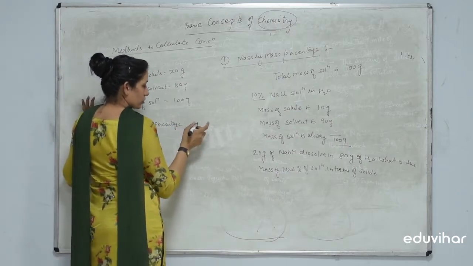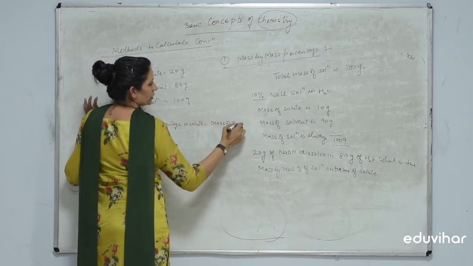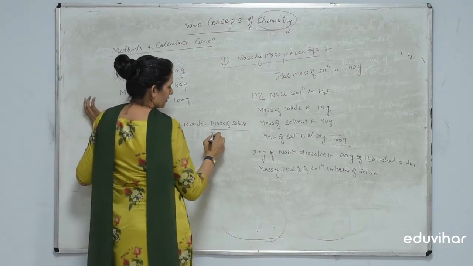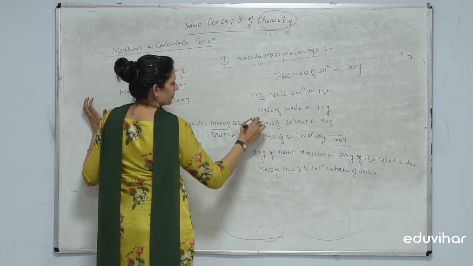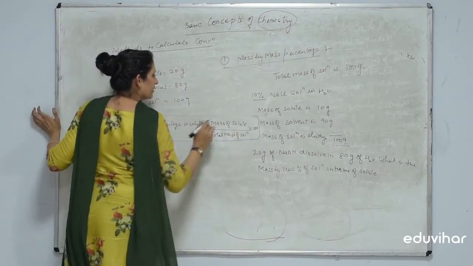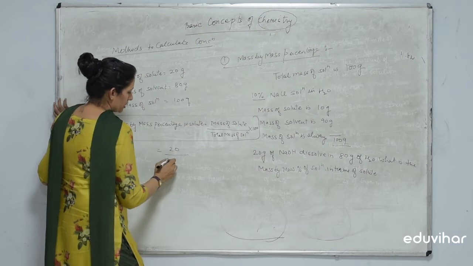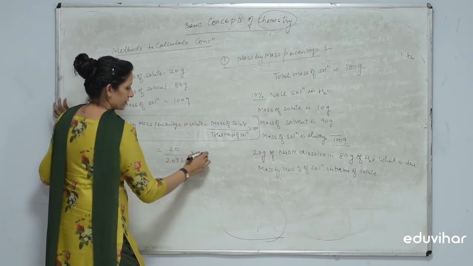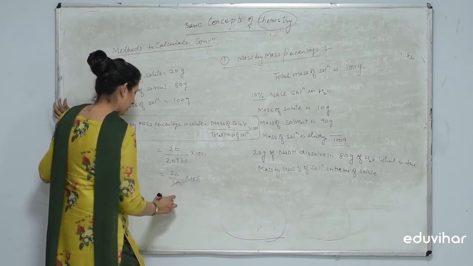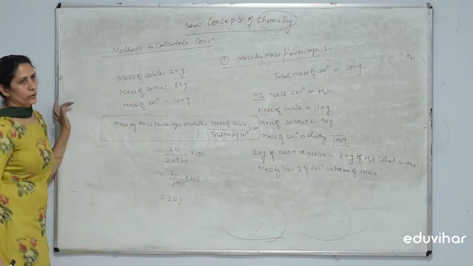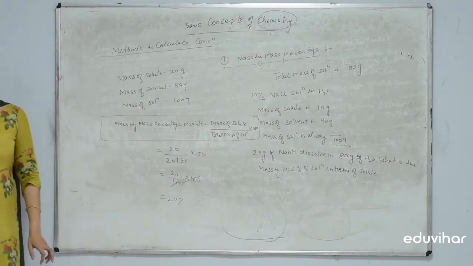From the given data, mass by mass percentage in solute is equal to mass of solute divided by total mass of solution multiplied by 100. This is the formula to calculate the mass by mass percentage. That is equal to 20 upon 20 plus 80, multiplied by 100, which is 20 upon 100 multiplied by 100, that is equal to 20%. This is the method we can calculate the mass by mass percentage of the concentration.